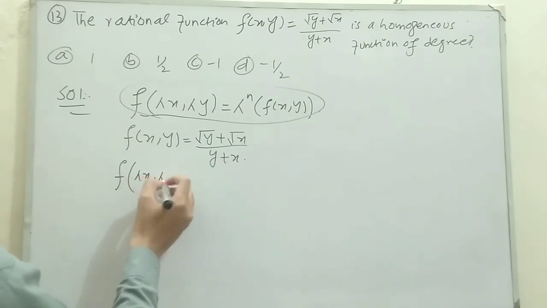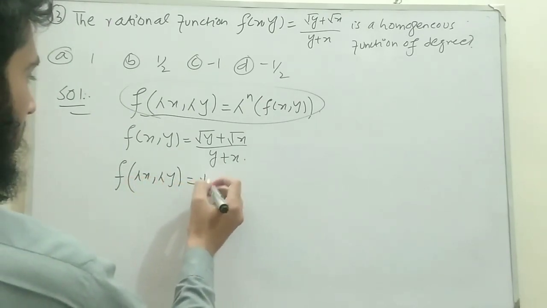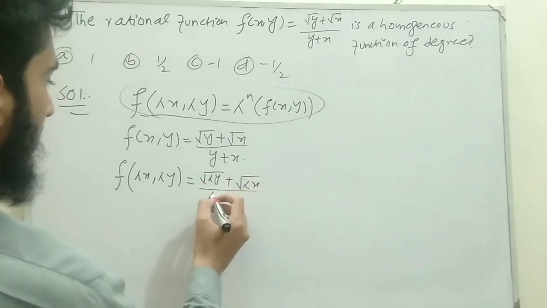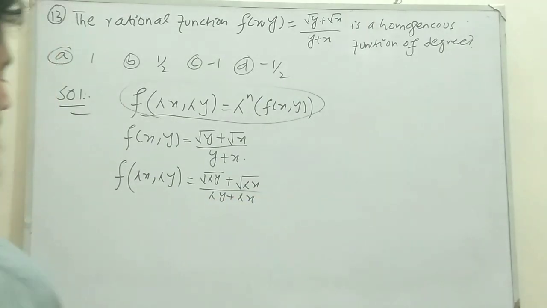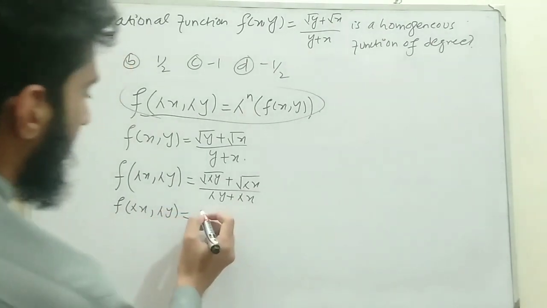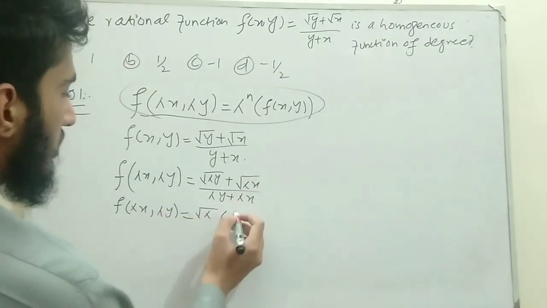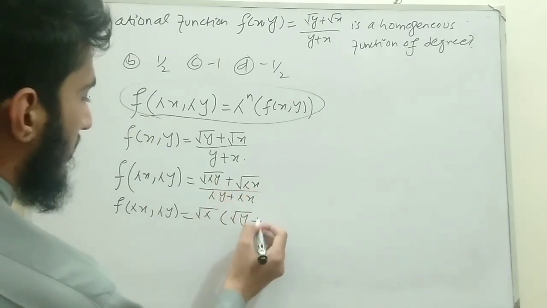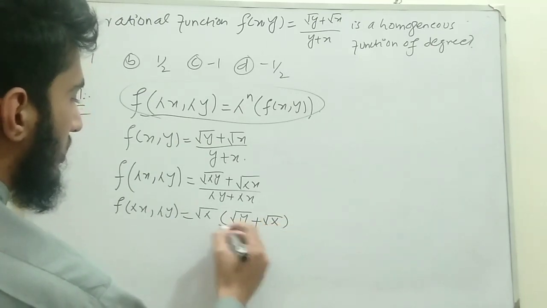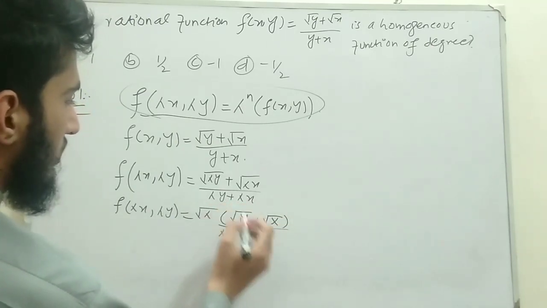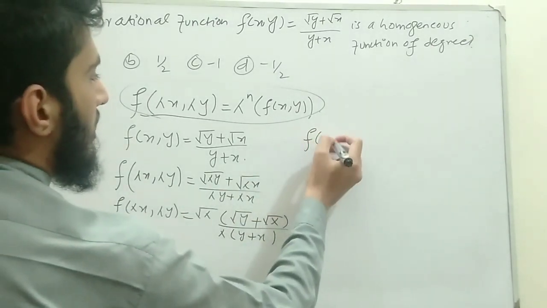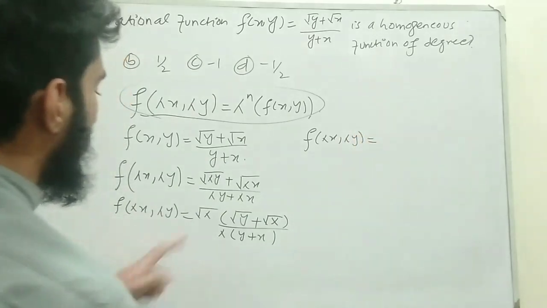So it becomes f of lambda x, lambda y equal to root of lambda y plus root of lambda x, divided by lambda y plus lambda x. In the numerator take out root lambda common, so inside we are left with root y plus root x. In the denominator take out lambda common, and we are left with y plus x.